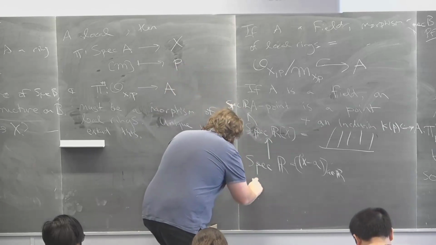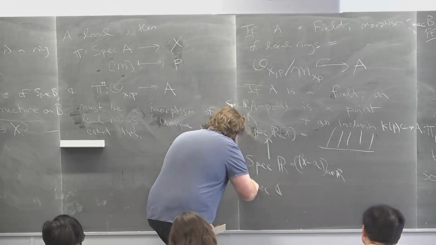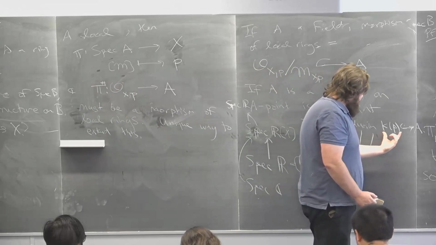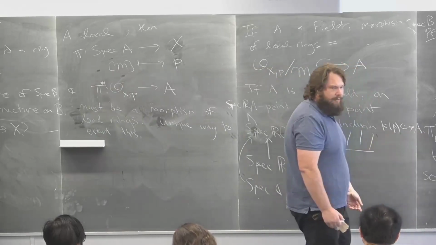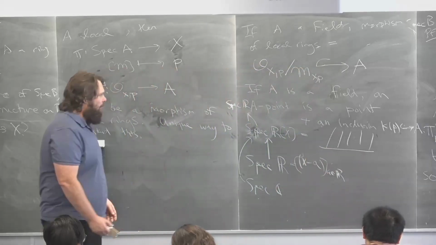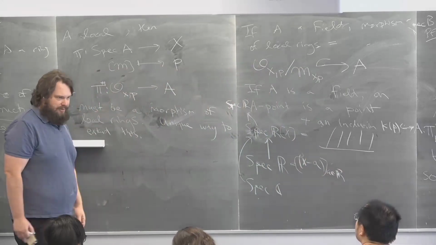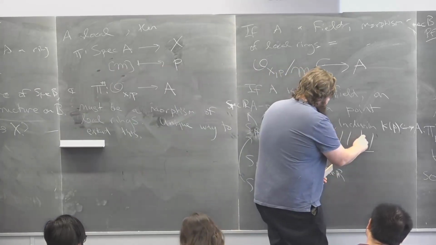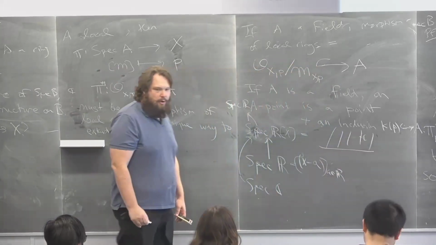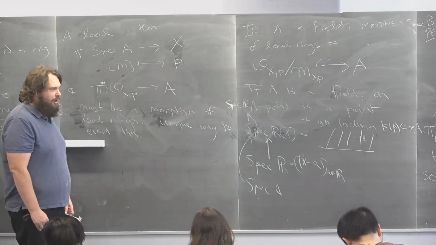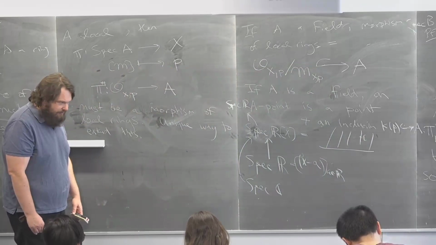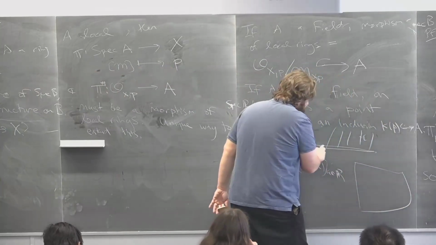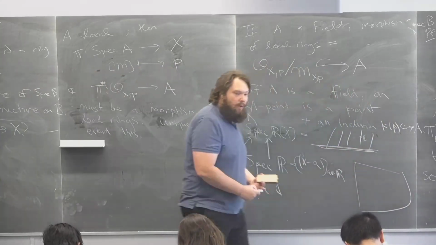Whereas if I look at spec of C mapping in here, the points that have residue field R, there's an obvious, unique R algebra homomorphism from R to C. On the other hand, for the points where the residue field is C, there are two different R algebra homomorphisms from C to C. So if I look at the R points, I just get the real line. If I look at the C points, I get the whole complex plane.